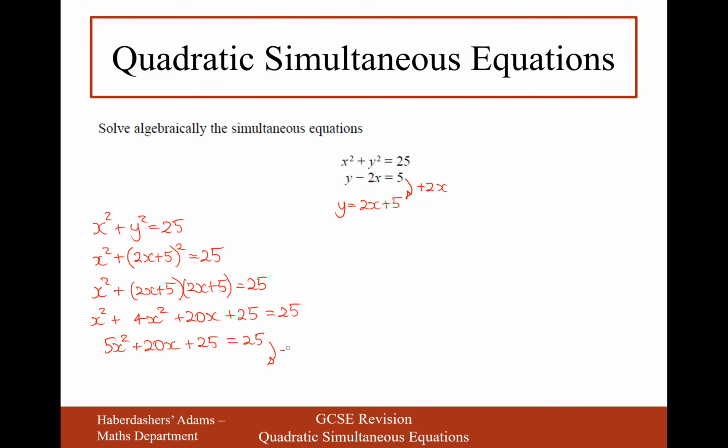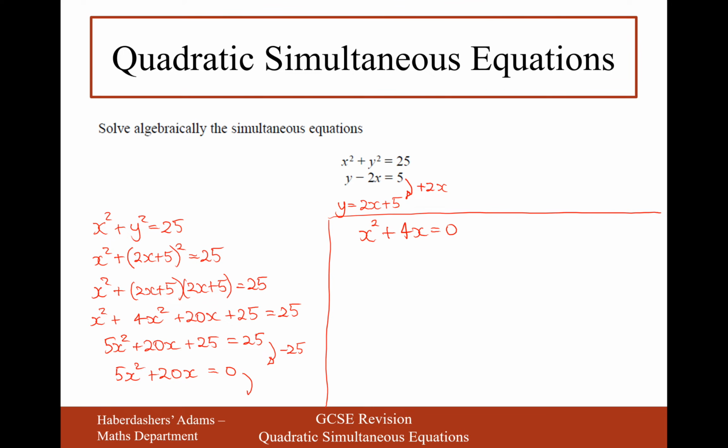We need to put everything on the same side, so we now need to take away 25 from both sides, and that will just leave us with 5x squared plus 20x equals 0. So now we need to solve this as a quadratic equation. It doesn't have a number on the end. Now the first thing I'm going to do is divide everything by 5, just to make the numbers a bit easier.